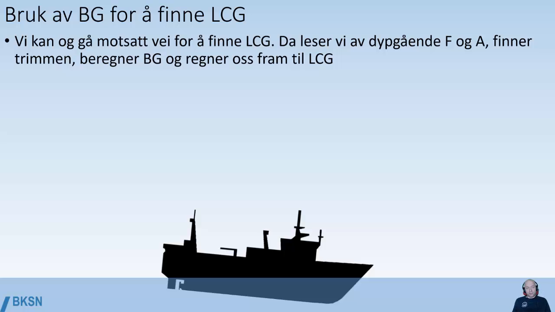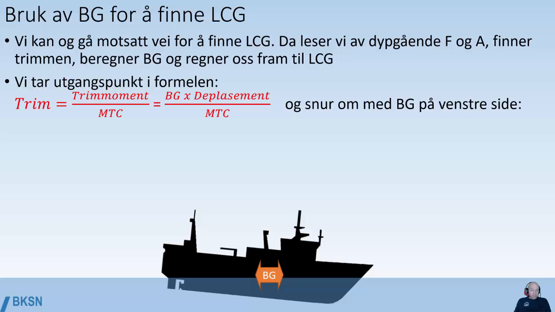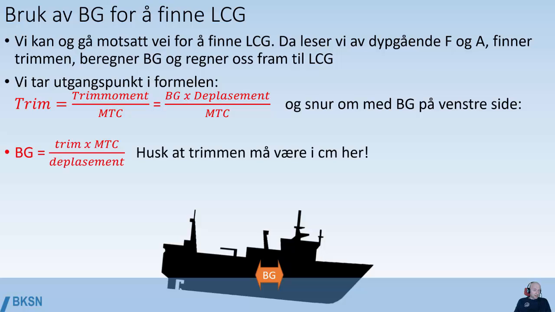We can also go the opposite way if we want to find the LCG. That means that we start out with draft forward and aft, we find the trim, we calculate the distance BG, and from then on we can calculate our way on to the longitudinal center of gravity. And we use the same formula, and then we turn it around so that we have the BG on the left hand side, so that it looks like this. BG equals trim multiplied by MTC divided by displacement. Now remember that the trim is in centimeters. You have to put in the trim in centimeters, whereas the BG is in meters.